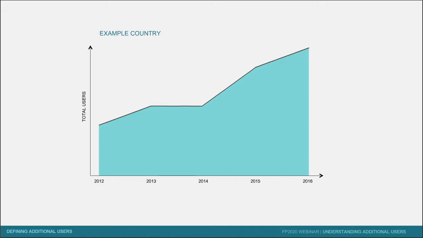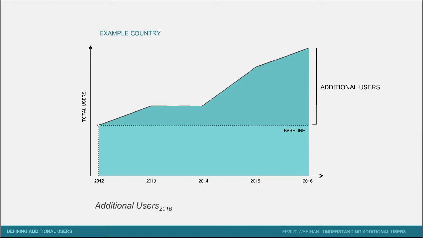For FP 2020, the baseline number is the number of modern contraceptive users when the initiative started in 2012, shown by the dotted line on this graph. For each year, we calculate additional users as the number of modern contraceptive users above this baseline. For 2016, we would take the total number of users in 2016 and subtract out the number of women who are using at baseline to get additional users. As you can see in this graph, additional users captures the population level increase in users from 2012 to 2016.